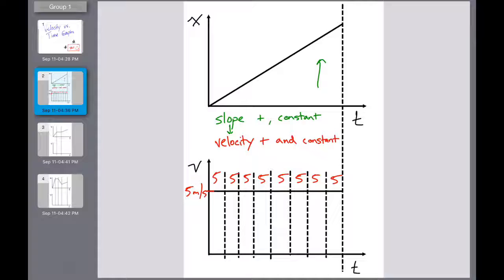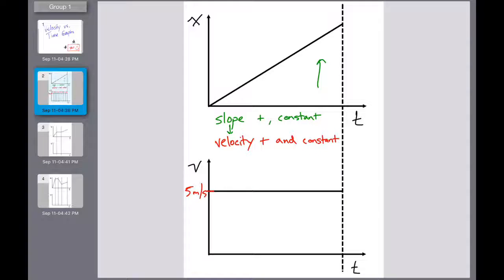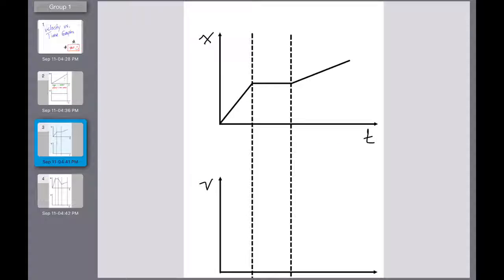So we can pretty easily tell right away from that graph that a positive constant slope is going to yield a velocity time graph that looks like this. All right, so let's look at an example with more pieces. Let's look at this example here.